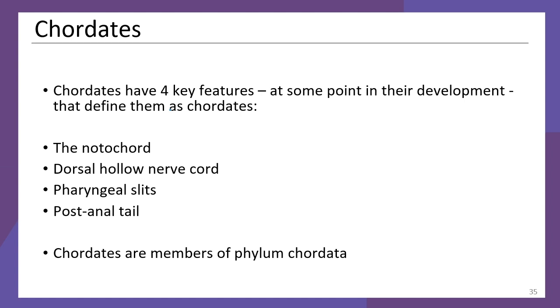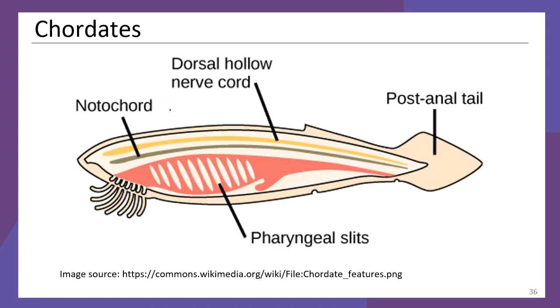And then we get more specific again, saying humans belong to phylum Chordata. So chordates have these 4 key features at some point in their development that define them as being chordates. So there's the notochord, the dorsal hollow nerve cord, pharyngeal slits, and the postanal tail. So if we take a look at what that can look like, you can see those features here.